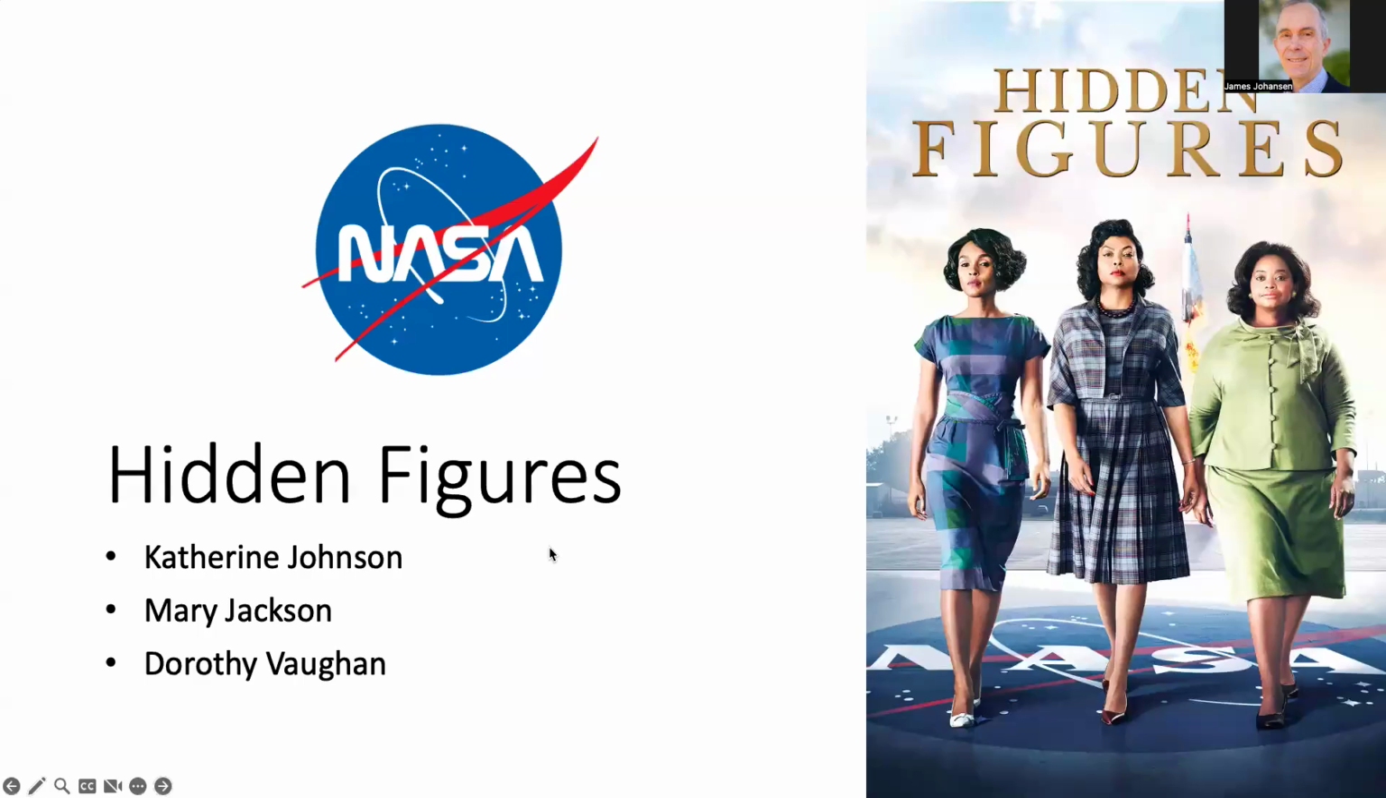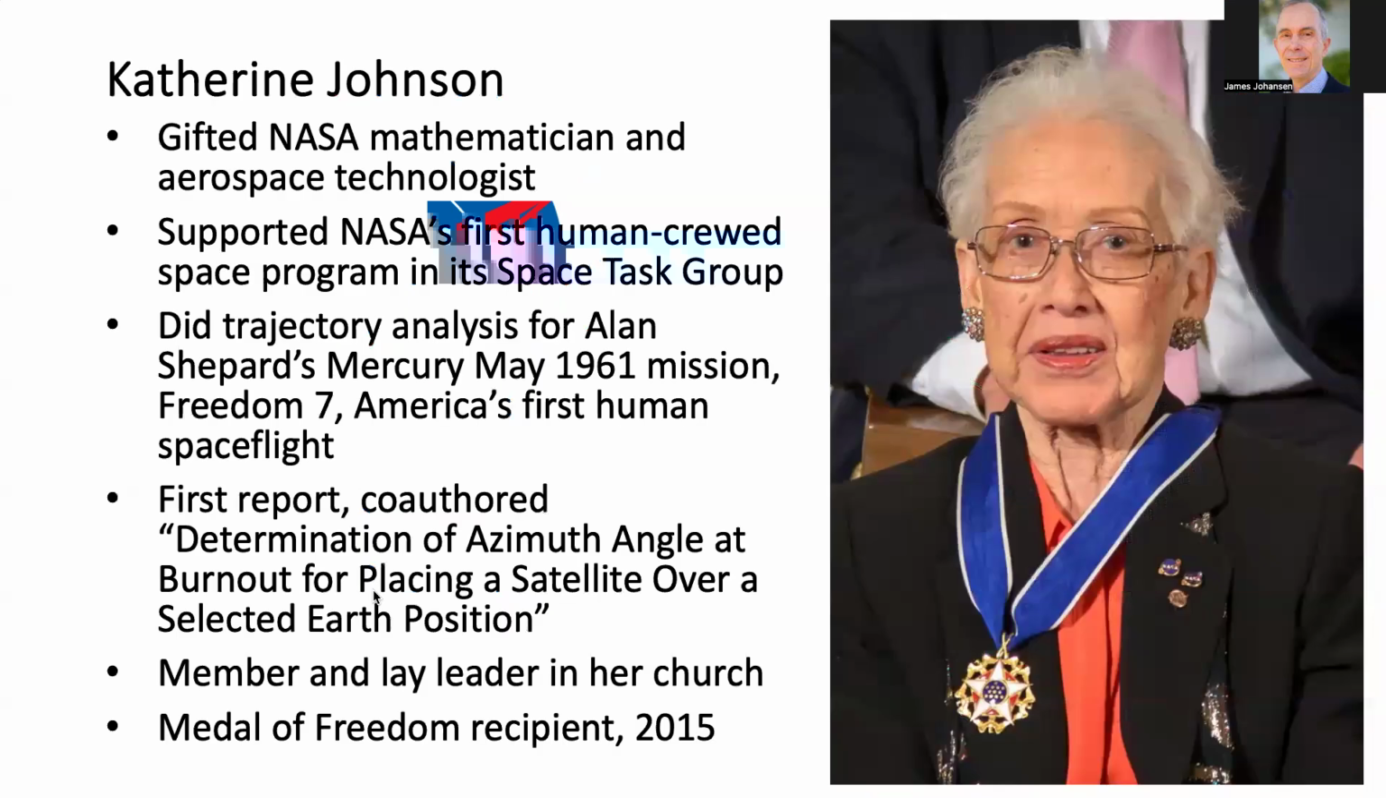Okay, let's first get into Hidden Figures. And so these are the three individuals that I'll have a handful of charts on each to introduce them, both their real background, since these are historical figures, as well as the things that are portrayed in the movie. First of all, Katherine Johnson, she was a gifted NASA mathematician and aerospace technologist.